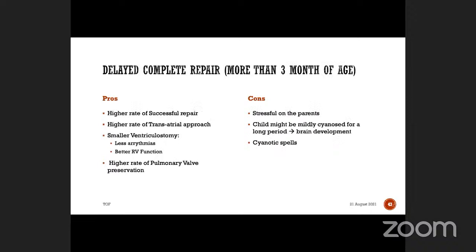So if you consider delayed complete repair, and that's 3 months of age, there is a higher rate of successful repair, higher rate of transatrial approach, smaller ventriculotomy, fewer arrhythmias, better RV function, and a higher rate of pulmonary valve preservation. The cons are that it is stressful for the parents because they have to wait with a cyanotic child. A child might be mildly cyanosed for long periods, and the question is about brain development. And when a cyanotic spell happens, it's a very dramatic experience for the family, especially the first time.